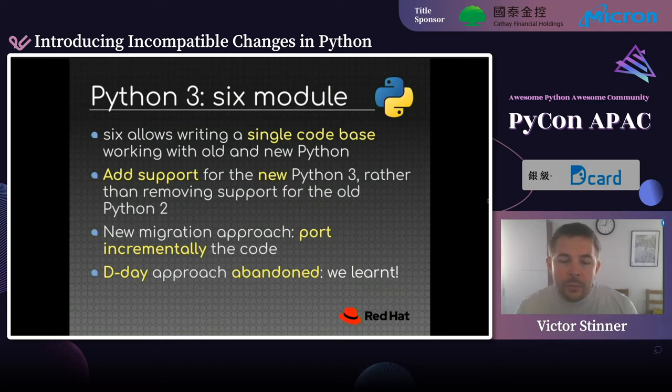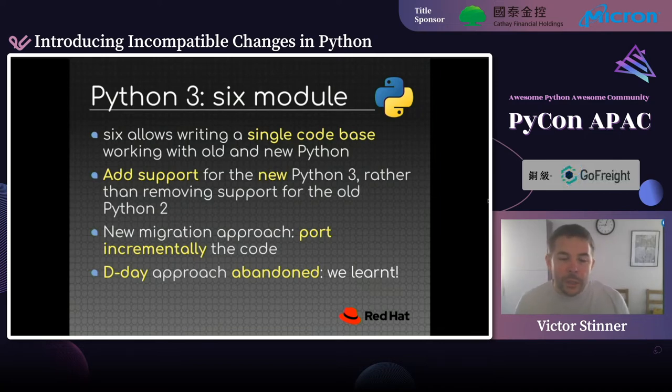So it means that instead of running 2-to-3, which removes Python 2 support, you add support for Python 3, the new Python version. So the new migration approach becomes to port the code incrementally. You don't have to port all the code at once, because since you are still compatible with Python 2, you can do it, for example, module per module or file per file. And you can test your code in Python 2, you can check for regression. It's way more practical, especially for a large code base.